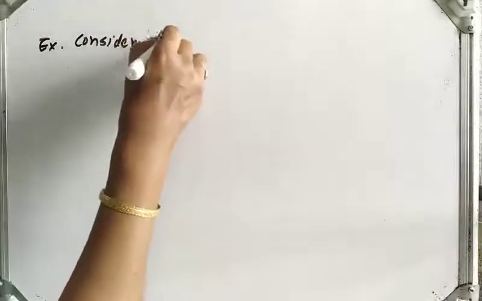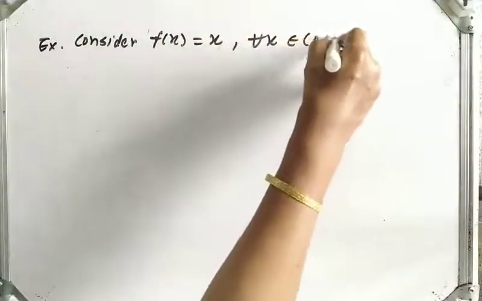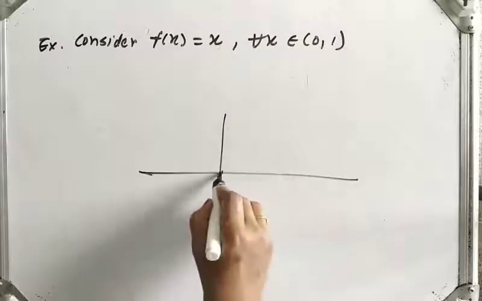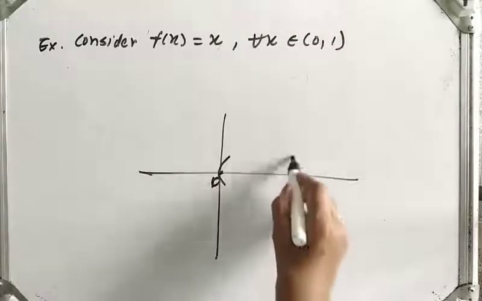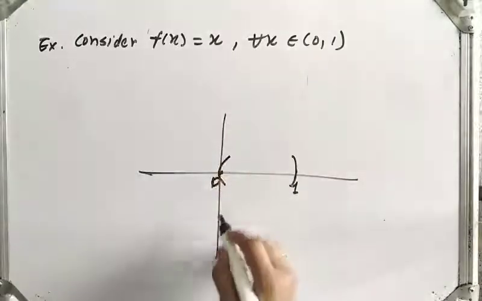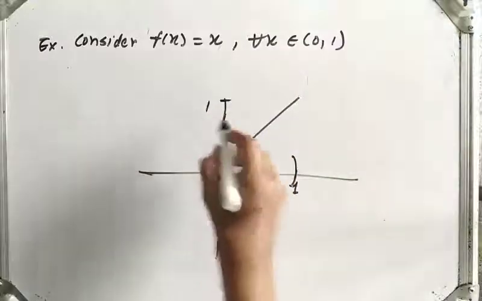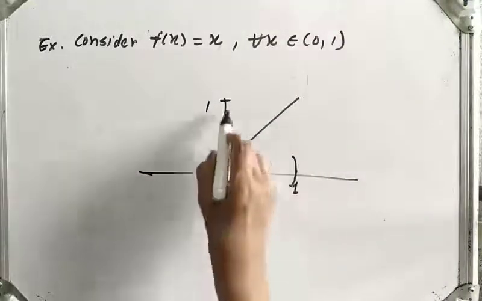Consider f of x is equal to x for all x belonging to the open interval 0 to 1. What will be the graph of this function? Suppose this is 0, this is 1. This is our domain. The function is f of x is equal to x, like this. Okay, this is our graph from 0 to 1.